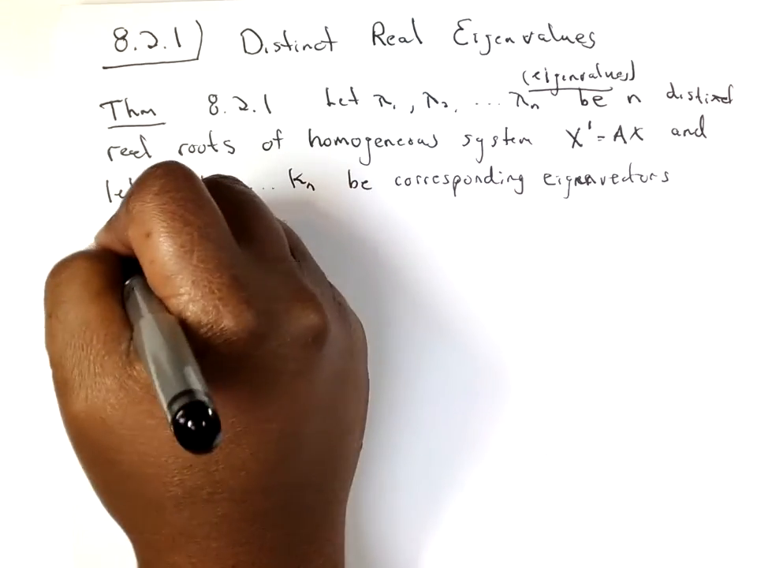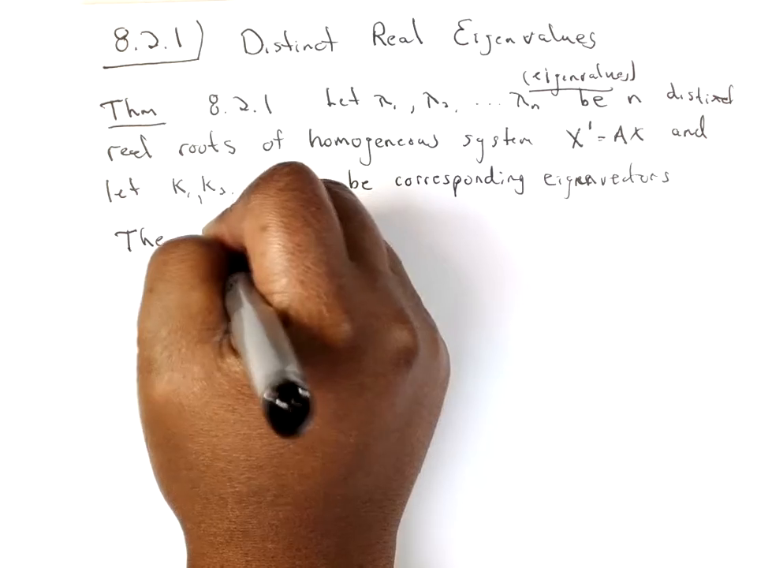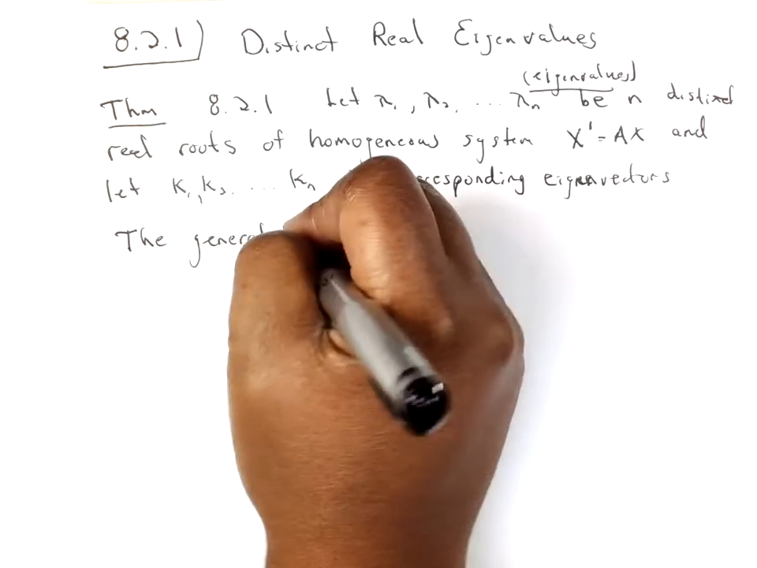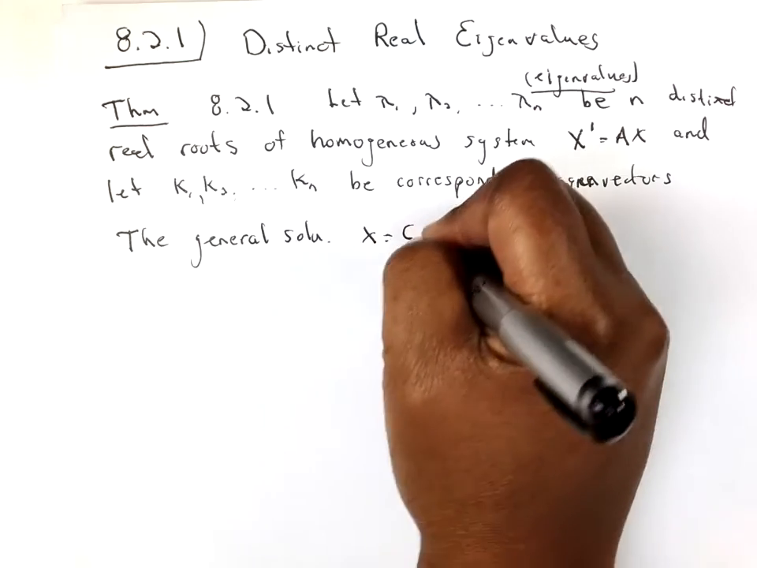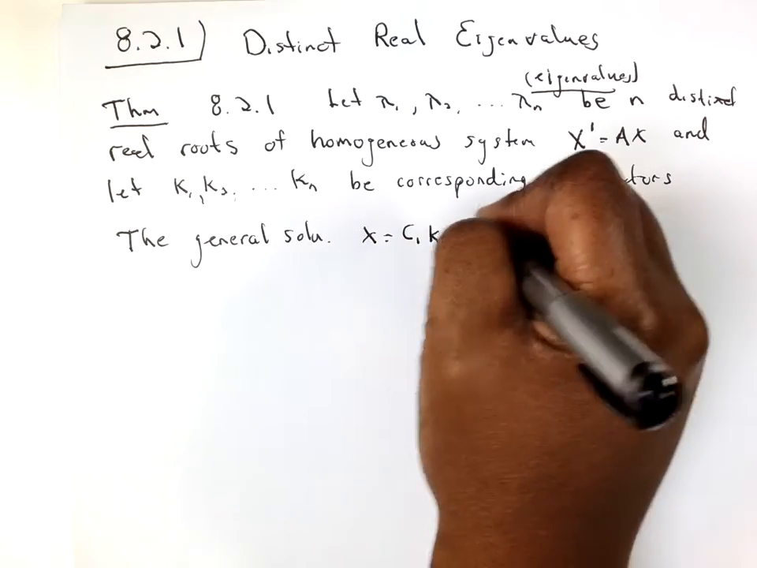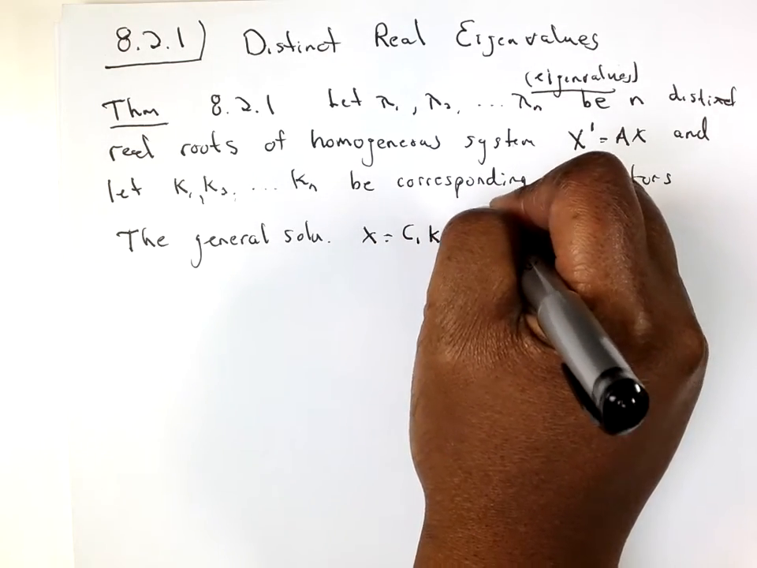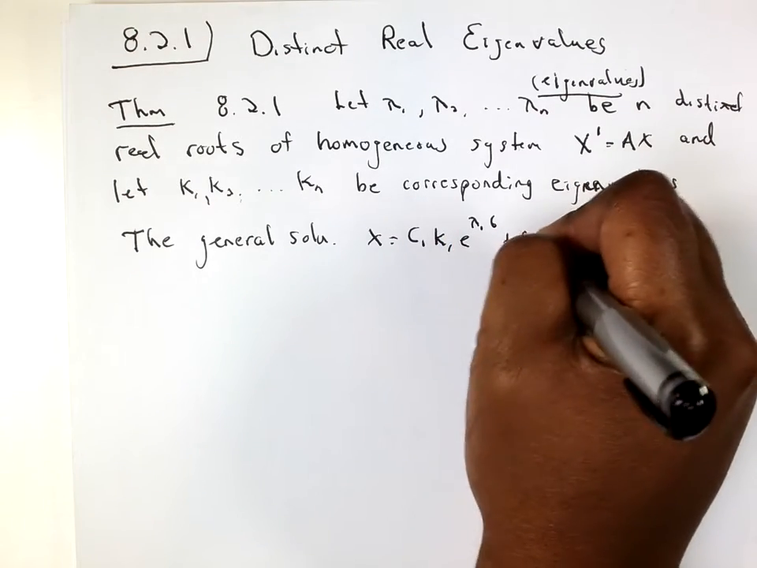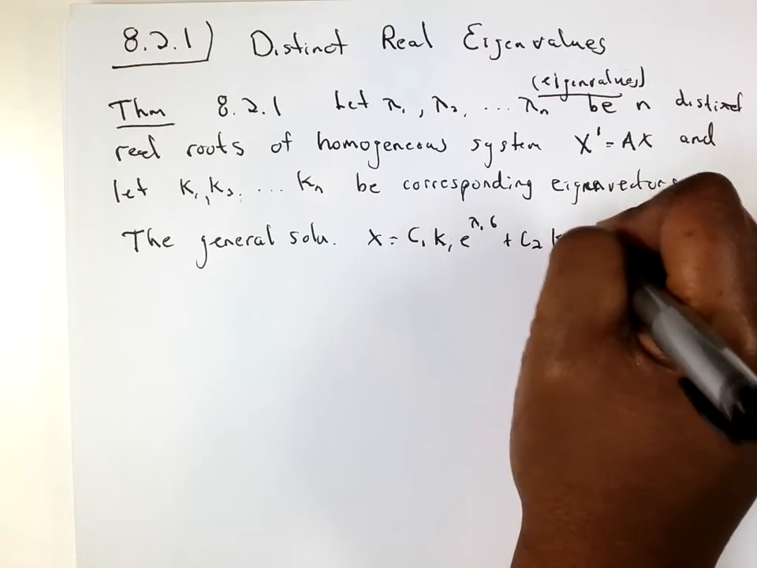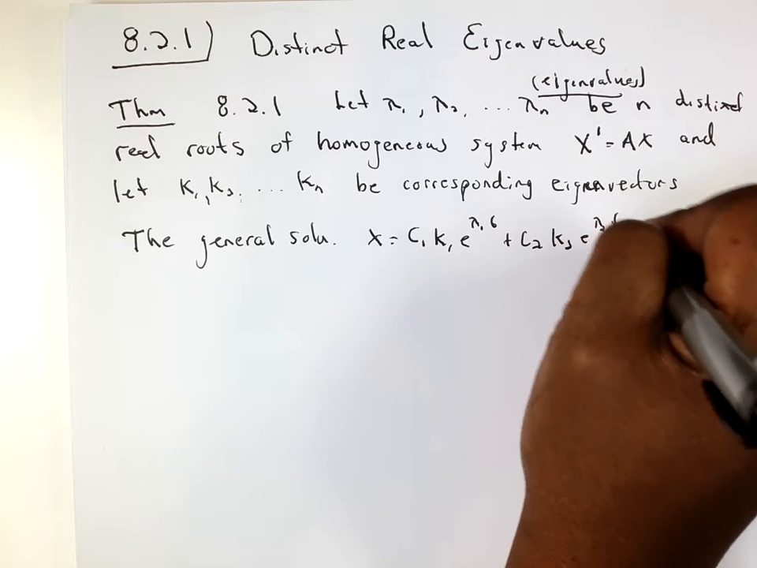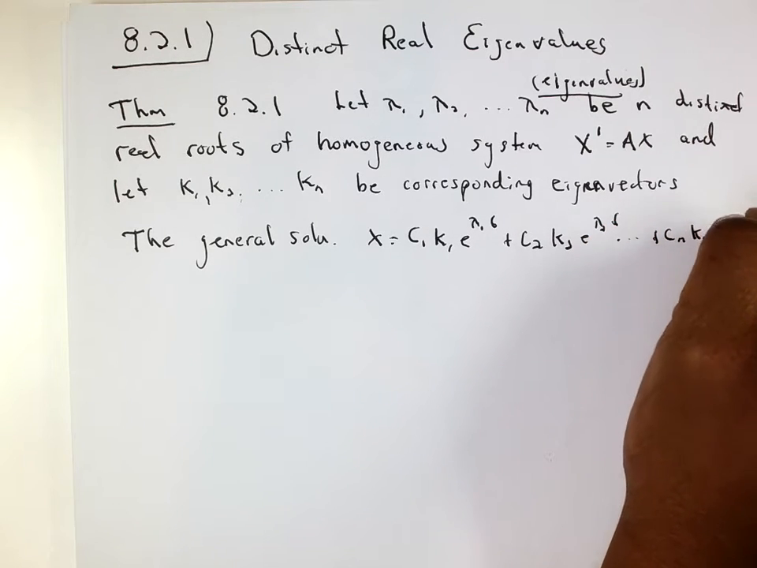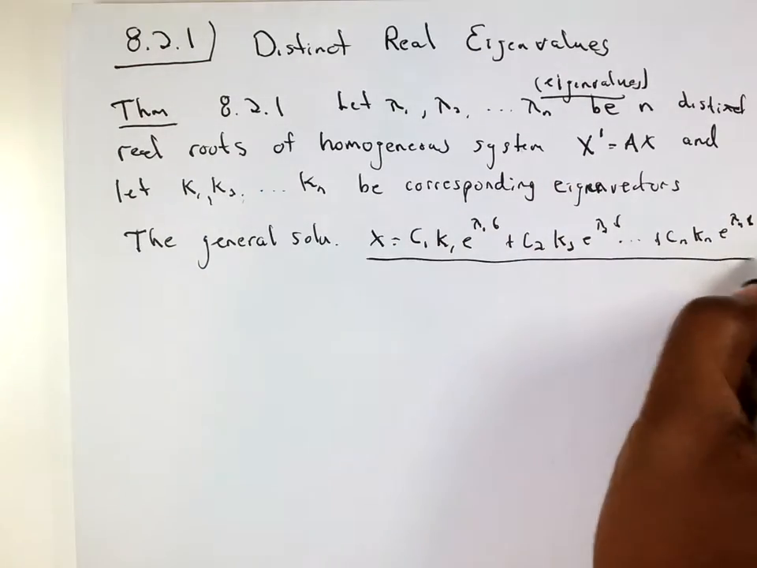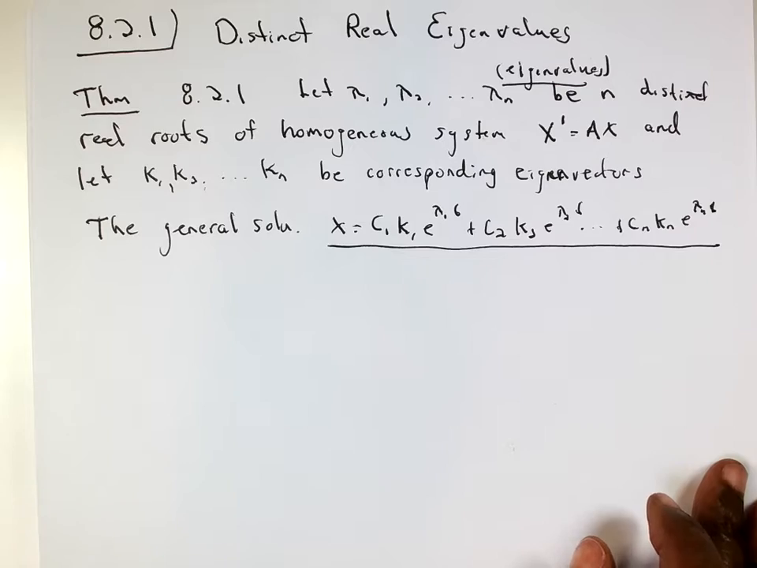And so the general solution to this is x equals c1 k1 e to the lambda 1 t plus c2 k2 e to the lambda 2 t, all the way up to cn kn e to the lambda n t. So that's what our general solution is going to be.